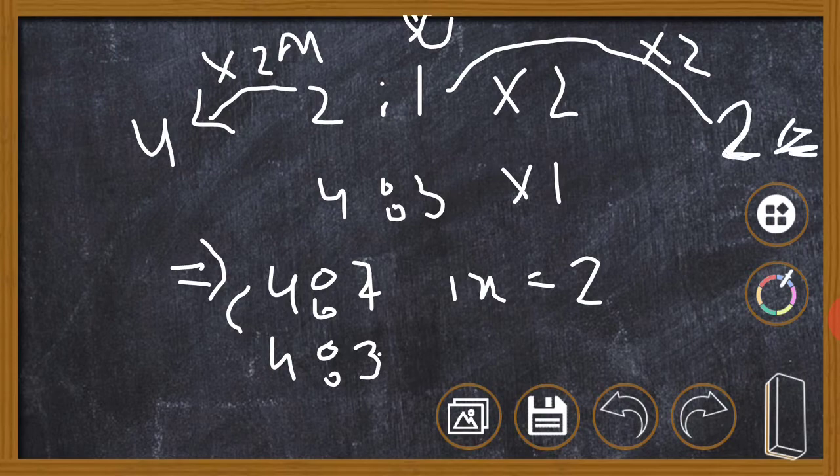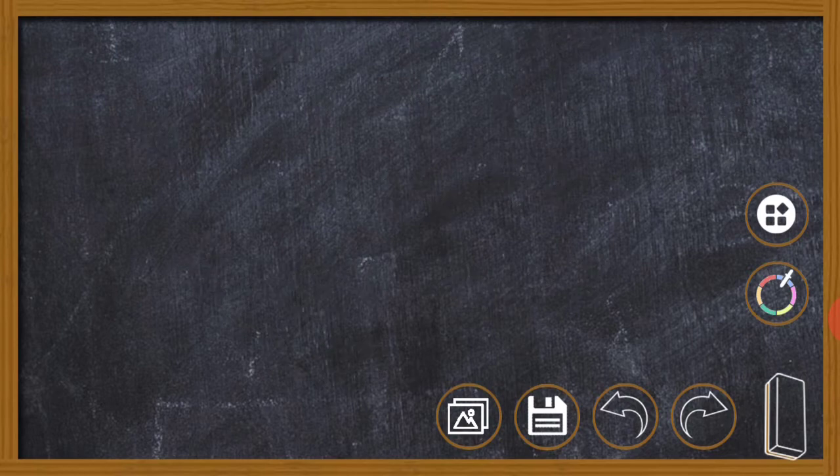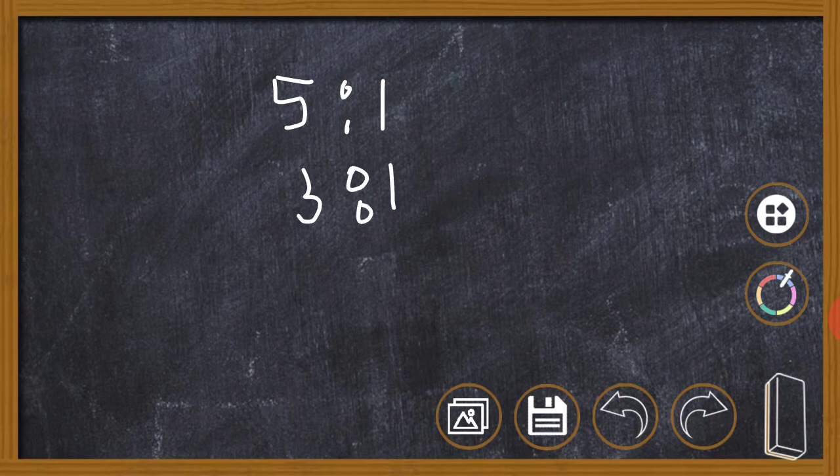Let's take one more example. It will be more clear with one more example. Suppose this time it is given that in a container the ratio of milk to water is 5 is to 1, and when 2 liters of water is added to it, then the ratio becomes 3 is to 1. Now we need to find out the initial quantity of milk and water.